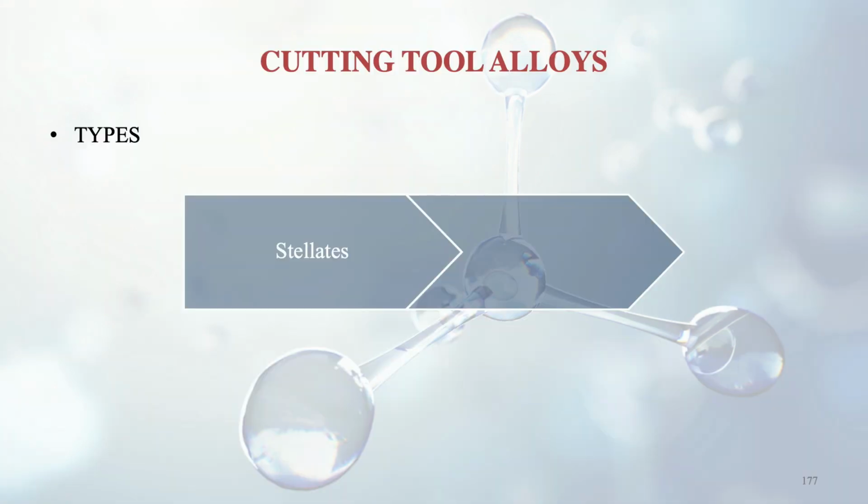Further moving on to the cutting tool alloys. These are also very important because if we are using certain materials for cutting, then we must know what their properties should be and what their strength should be. So there are basically two types. One is called the stellite and the other one is called the cemented carbide. So we discuss stellite now.